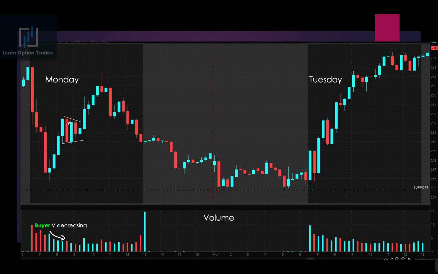You get a fat red candle right here. Then you get a big green bar again. Then you get a decent red. Then you get a small green. But then, guys, look at the breakout candle. The breakout candle is what indicates the move. It's what indicates their direction.